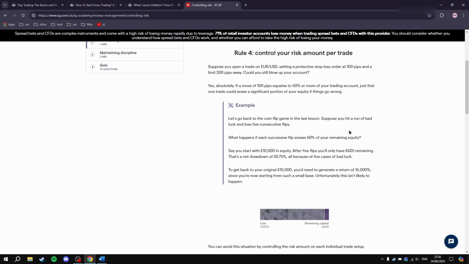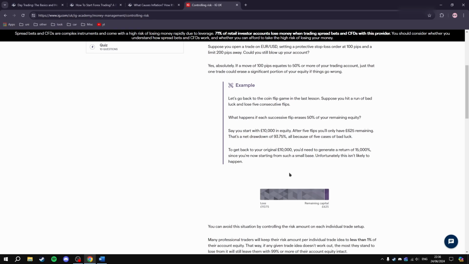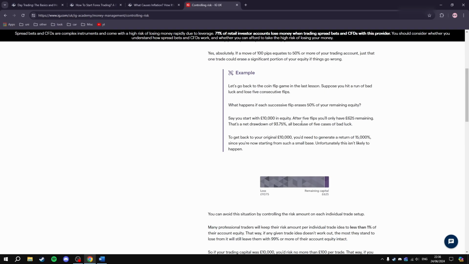For example, let's go back to the coin flip game in the last lesson. Suppose you hit a run of bad luck and lose 5 consecutive flips. What happens if each consecutive flip erases 50% of your remaining equity? Say you start with £10,000 in equity. After 5 flips you only have £625 remaining. That's a net drawdown of 93.75%, all because of 5 cases of bad luck.